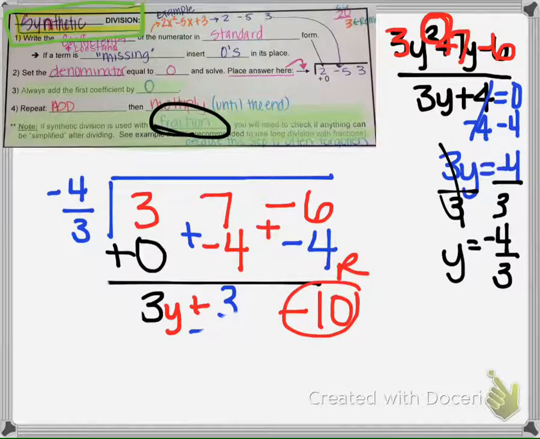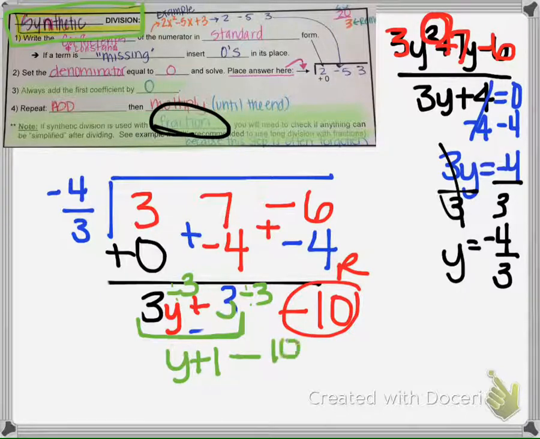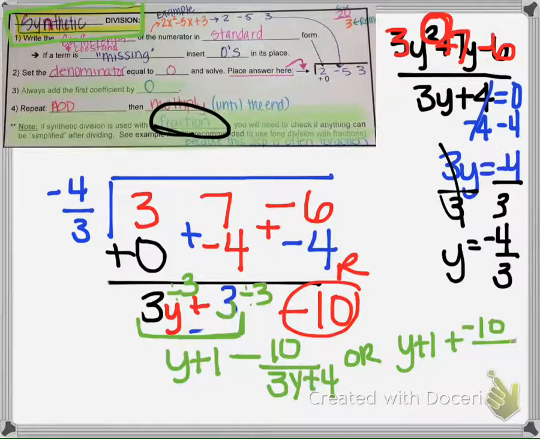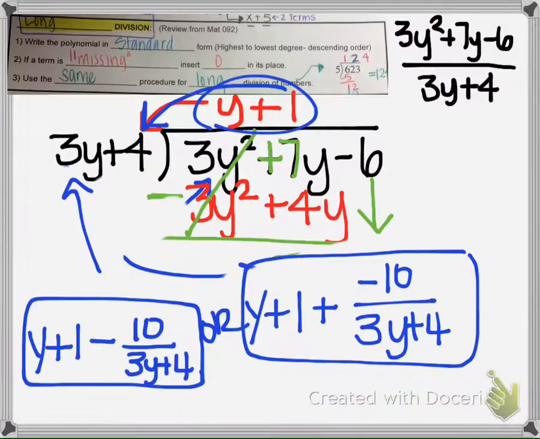So this is why I don't recommend it, because when you take your answer here, you have to see if there's anything that can divide out of it. And then we throw that 3 away, and we would just have 1y plus 1. And then we would have our remainder, which is negative 10 over 3y plus 4. Or again, we can write that as y plus 1 plus negative 10 over 3y plus 4. And as you can see, that is the exact same solution we got here. We got the y plus 1, and we got the negative 10.